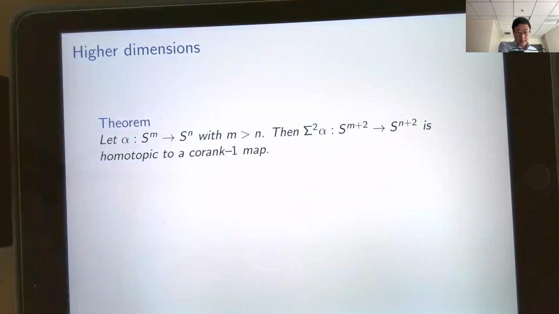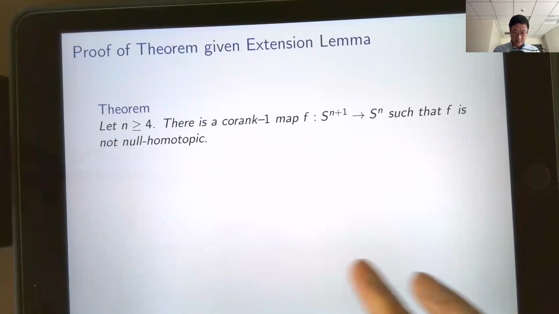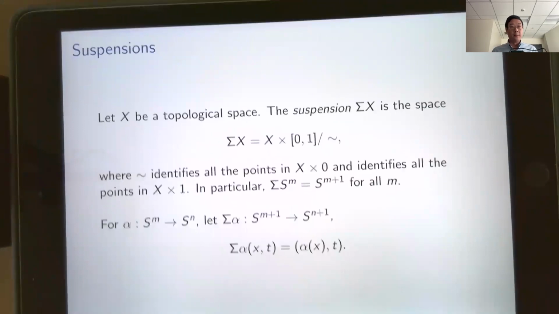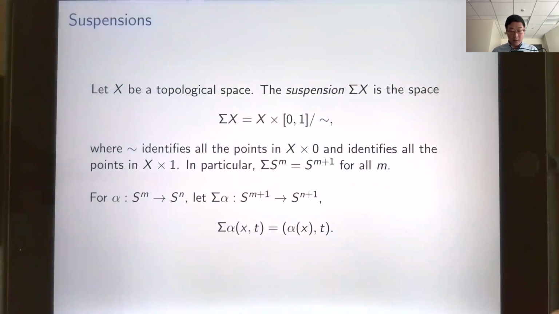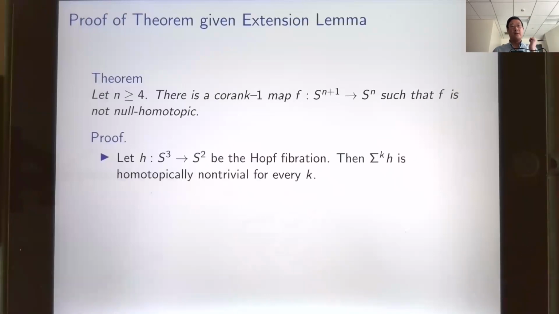So what does that give us? Remember, we wanted to show that if n is greater than or equal to 4, then there's a co-rank 1 map from S^(n+1) to S^n, which is not null homotopic. And we do that by suspending the Hopf fibration. The Hopf fibration sends S3 to S2, and its suspensions are homotopically non-trivial.